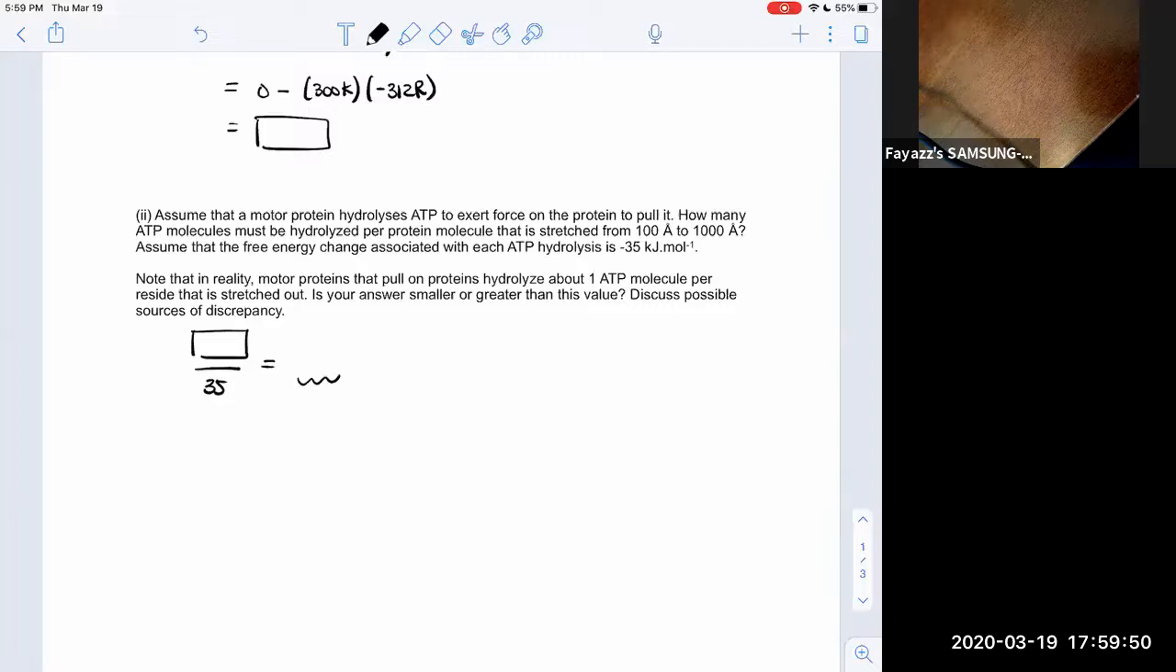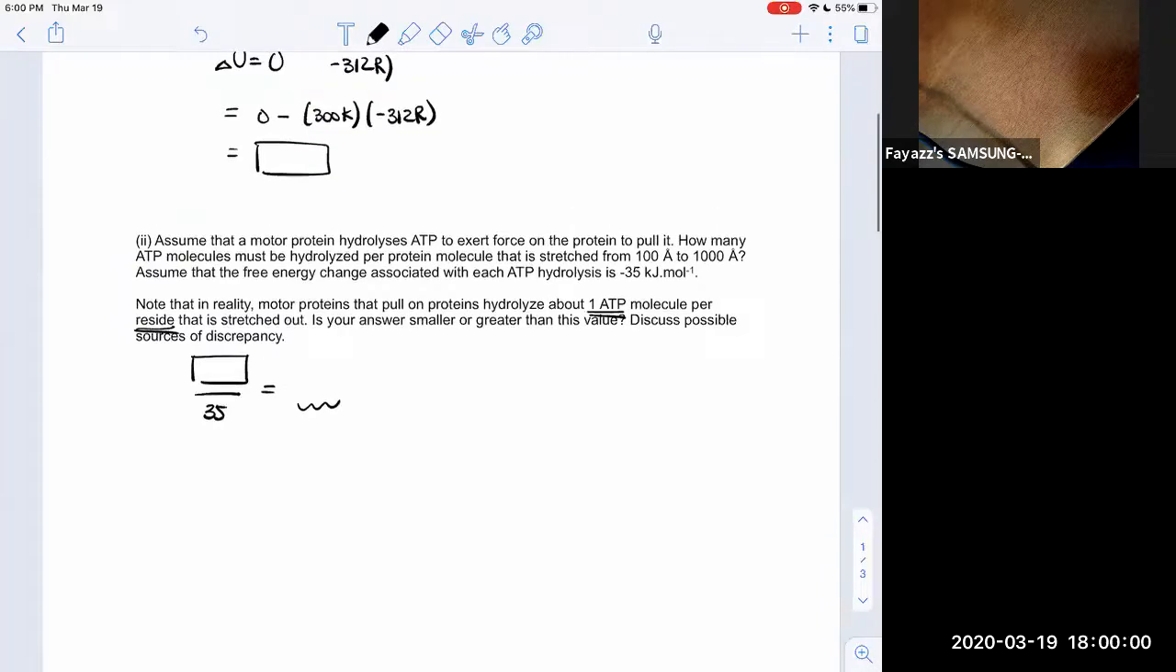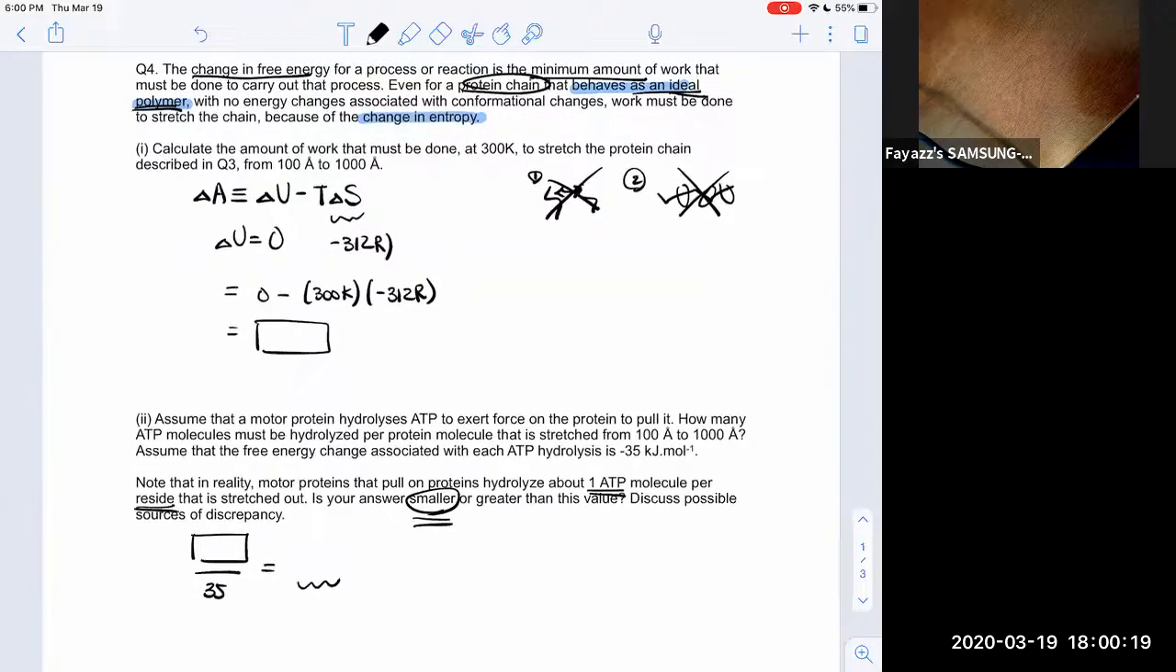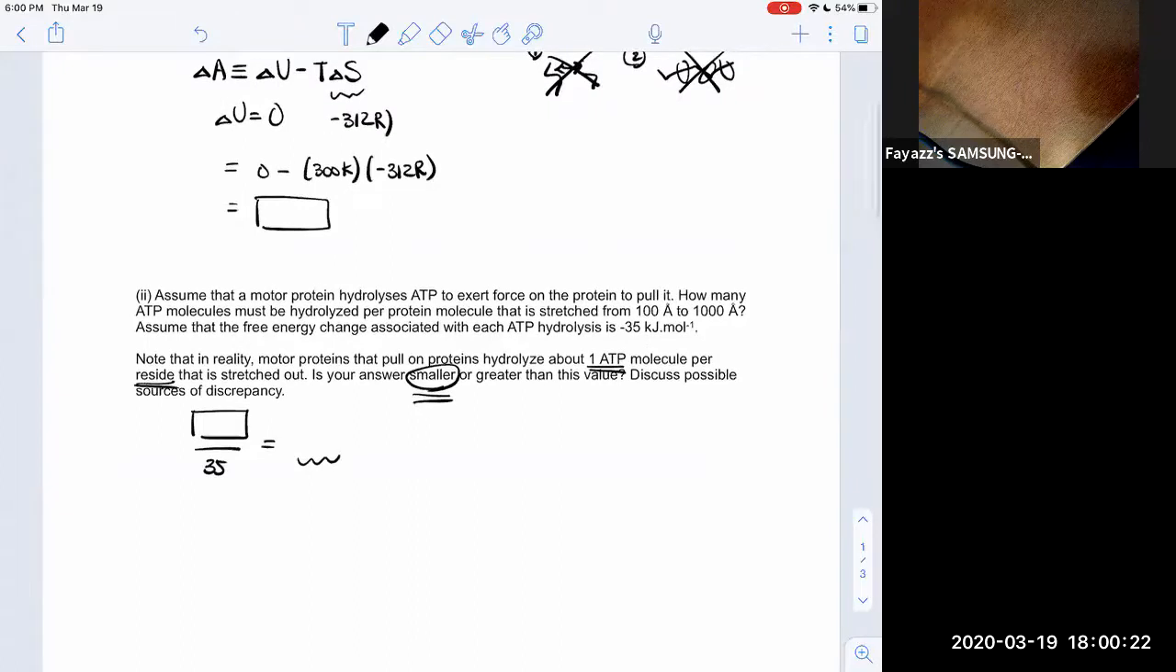And for the second part, in reality we need one ATP molecule per residue, and your answer is either smaller or greater. If you do your math and calculation, it should be smaller. The reason is that you can go back to the condition you're given, that the protein chain in this question behaves as an ideal polymer. In reality, the protein never really behaves like an ideal polymer, and from there you can explain why we expect a greater value in reality compared to the ideal value we calculated in this question. Any questions? Okay.